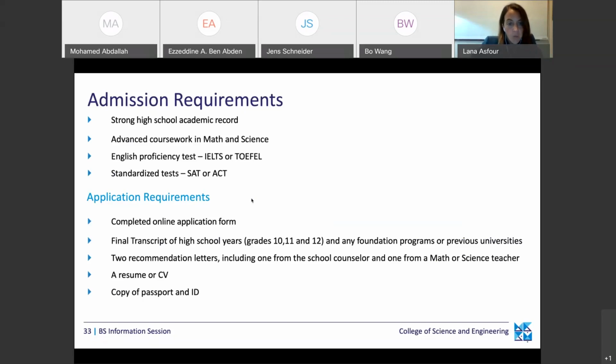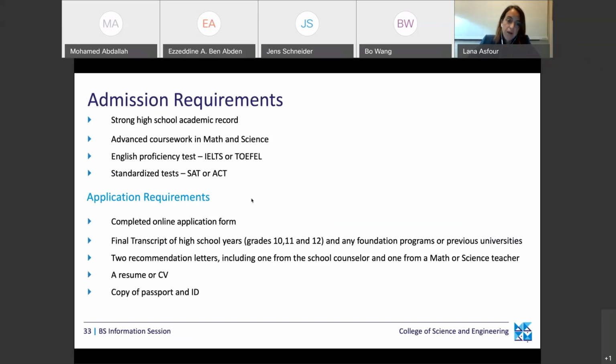We will require your final transcript, which you will attach as part of the online application. So we need to see your high school years, grades 10, 11, and 12. And of course, if you are currently enrolled in a university, the academic bridge program, or any type of foundation program, please make sure you include all of your high school work, plus whatever you've been doing now. If you've been taking a gap year, please mention that in your CV or in your personal statement and talk to us a little bit about what you've been doing in this gap year.